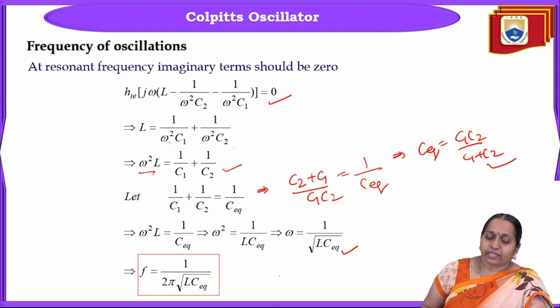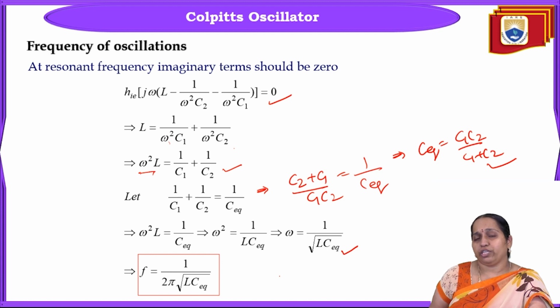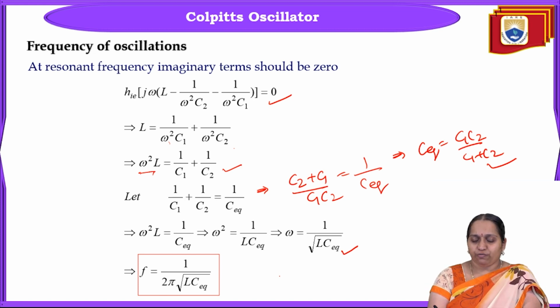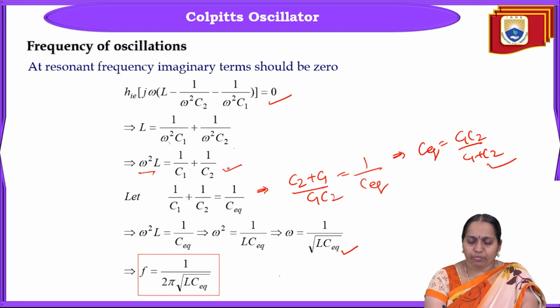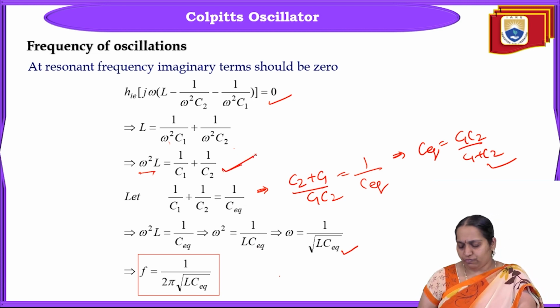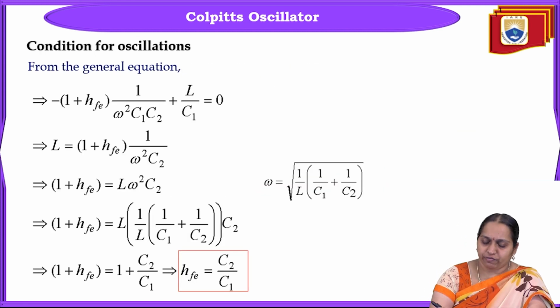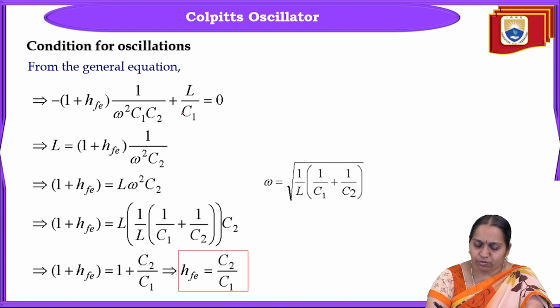Then we shall also see how we are going to derive the condition for oscillations. To derive the condition for oscillations, we'll take again the general equation only. In the general equation, we'll replace this value of omega square, where omega square L equals 1 by C1 plus 1 by C2. From the general equation, you have this equation, and equating the imaginary part to 0, finally you are left over with this.